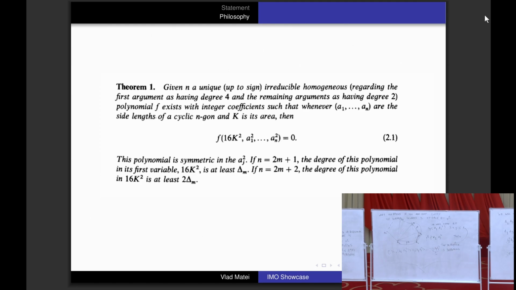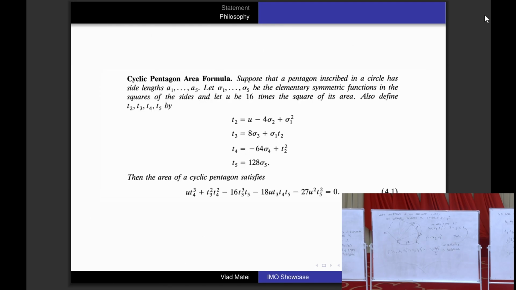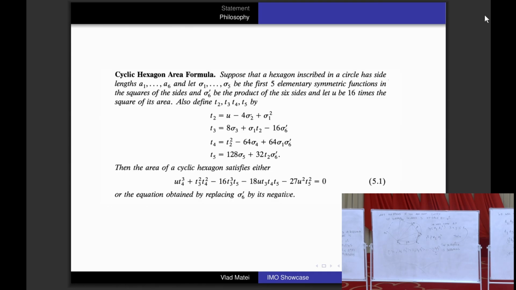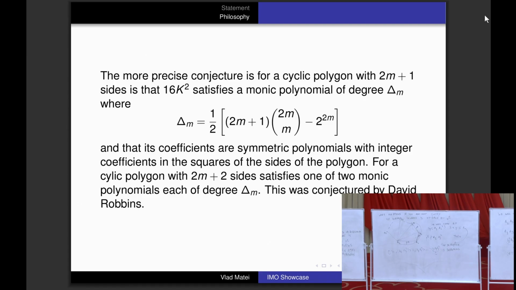How fast does the degree grow? Yeah, I can show you what the... Sorry, it was back. Yeah. Okay. So the degree growth is just exponential, if you look at it. Because you have Stirling's formula, that's like 4 to the m. Okay, okay. Yeah, thank you.